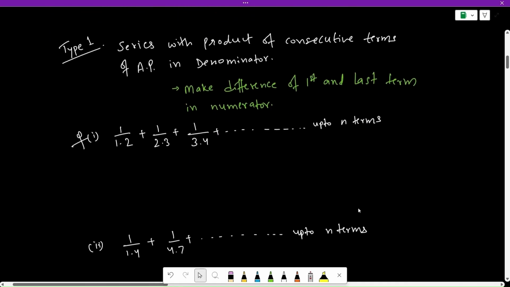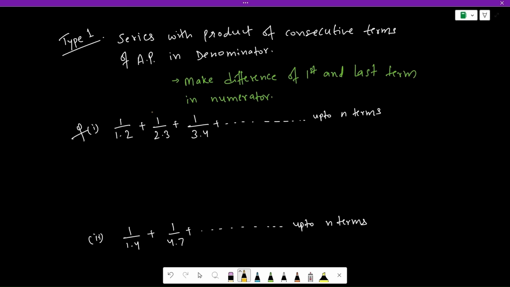So this is type 1, where we have a product of consecutive terms of an AP in the denominator. The technique is to make the difference of the first and the last term in the numerator. So let's see the first question. Here we have 1 by 1 into 2 plus 1 by 2 into 3 and so on. So the method says that we have to create the difference of these in the numerator. So the difference is 1, which is already there, and in each term there will be a difference of 1 only. So we have to write 1 as 2 minus 1 here. Then here we will write 1 as 3 minus 2. Here as 4 minus 3 and so on.